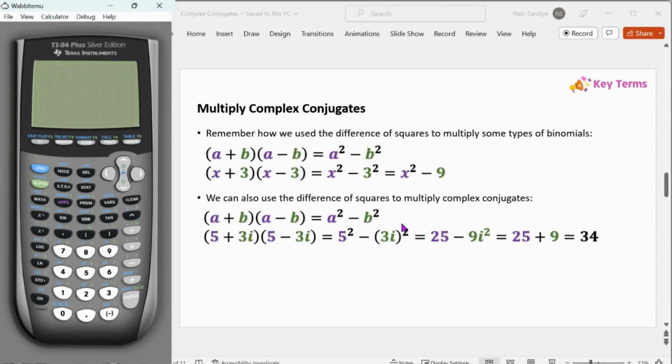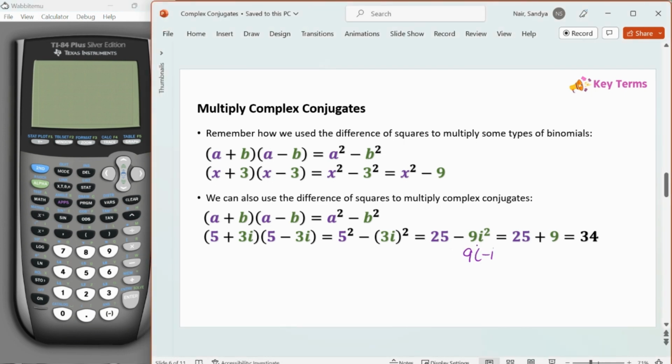Notice that complex conjugates also have this same quality. We basically have a plus b times a minus b, so we can use the difference of squares to multiply. For example, if we're doing 5 plus 3i times 5 minus 3i, we can use the difference of squares to turn this into 5 squared minus 3i squared. 5 squared is 25. For 3i squared, remember we distribute that exponent to both terms, so we have 9 and then i squared. So 9i squared is basically 9 times negative 1.